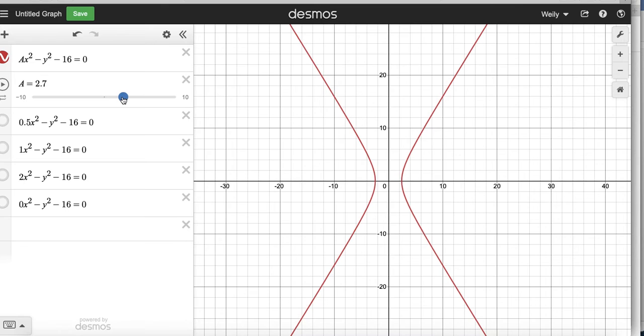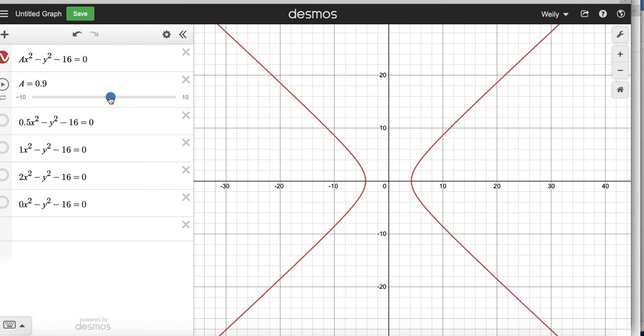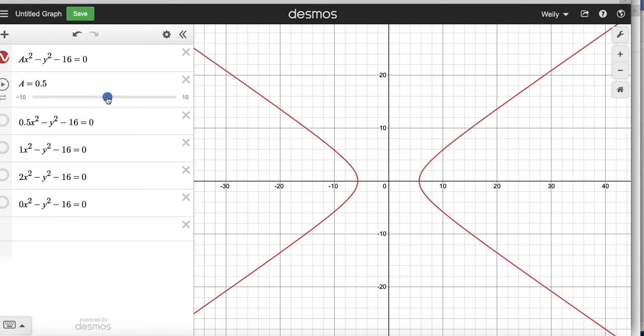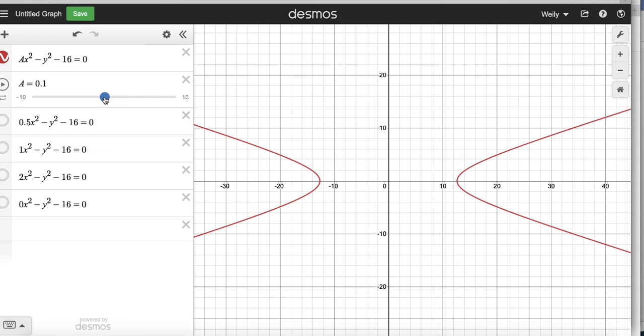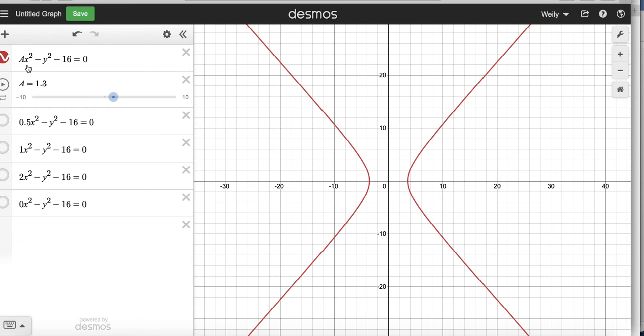As we make a smaller, it's going to be a horizontal expansion, and as a hits 0, we no longer have a graph that shows up anymore. Okay, so a is essentially a horizontal compression or expansion factor on this hyperbola that is transformed in x.